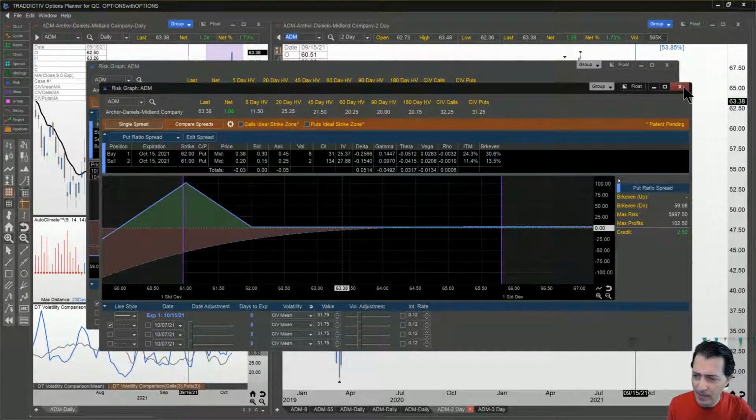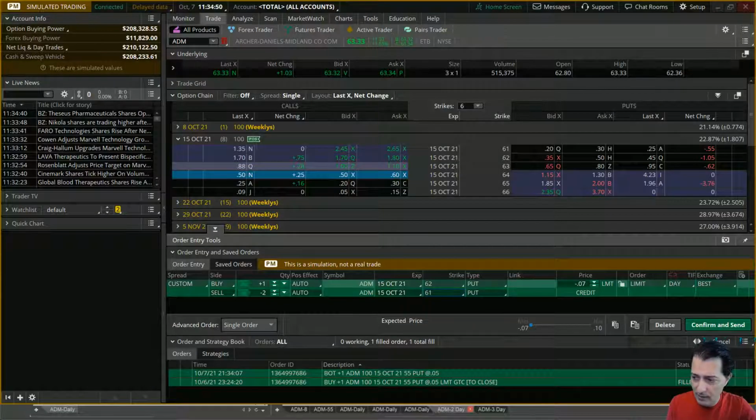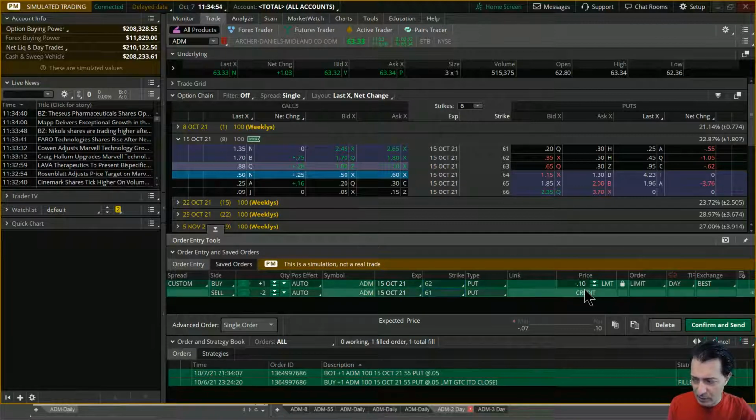So if you think about what we said about the risk, we said the risk was dropped from 43 to 33 when we saw it earlier, so that's 10 cents. So then what I'm going to do is, and I may not get filled, and if I don't get filled, it's okay, but I want to get at least 10 cents. If I don't get 10 cents, I'm not interested.